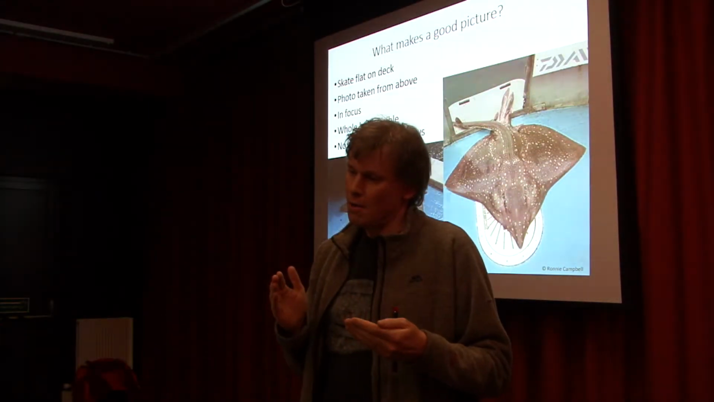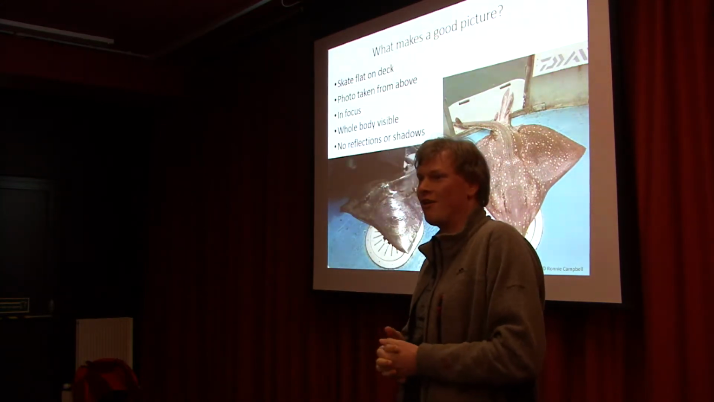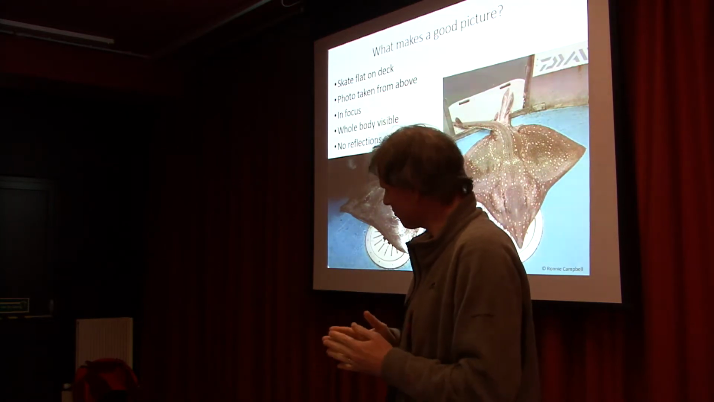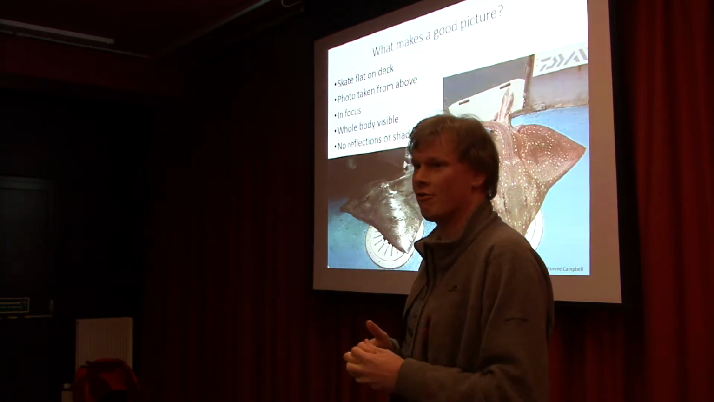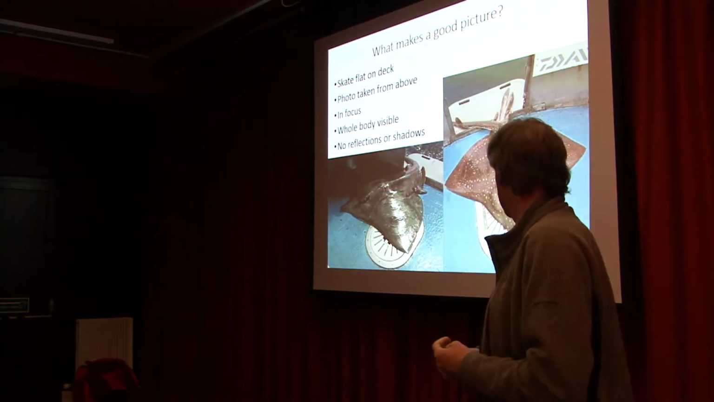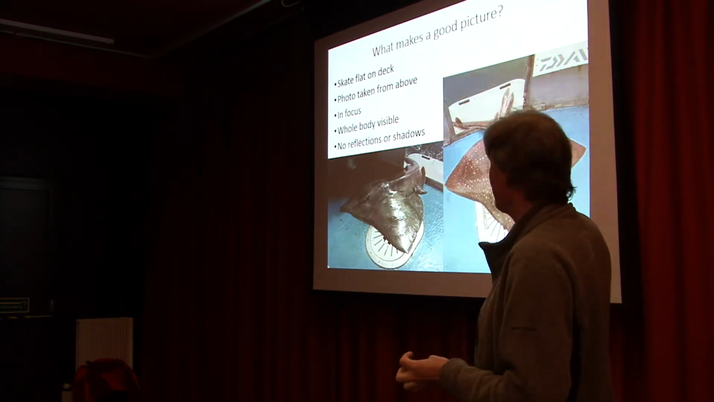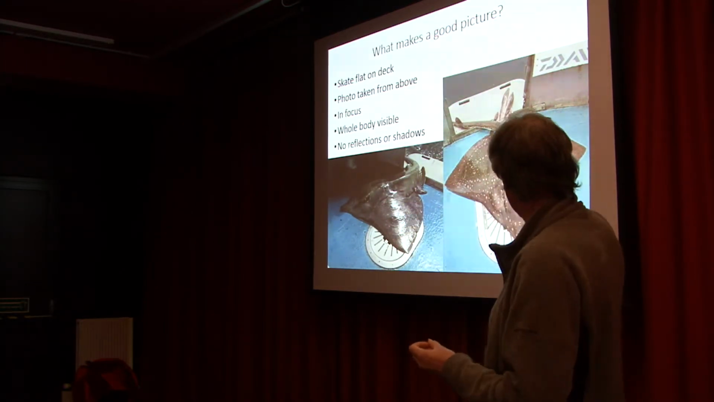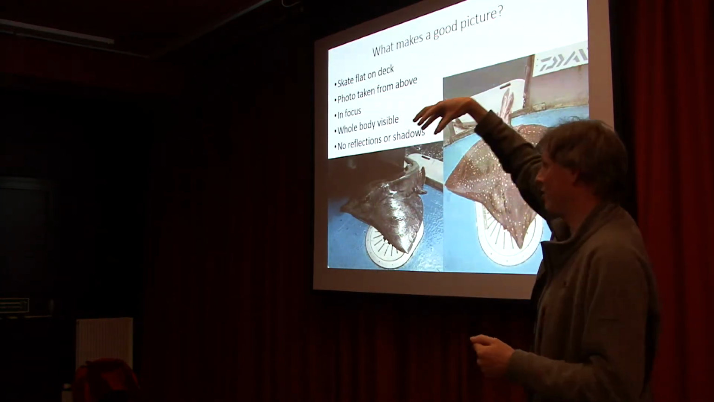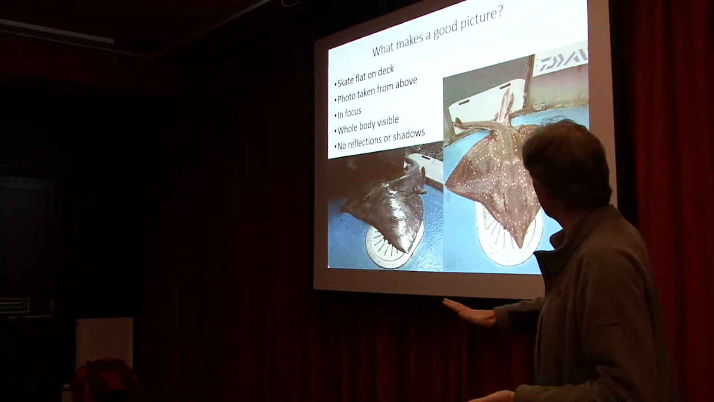So, if you are now inspired to take more photographs of any skates that you land, we would just like to point out some tips to make it slightly easier for ourselves for the matching process. The picture on the right represents pretty much an ideal photograph of a skate. Here you see the fish is laying flat on deck. The spot pattern is quite clear, clearly visible. The photograph is taken from above, so you see everything in one plane, as it were.